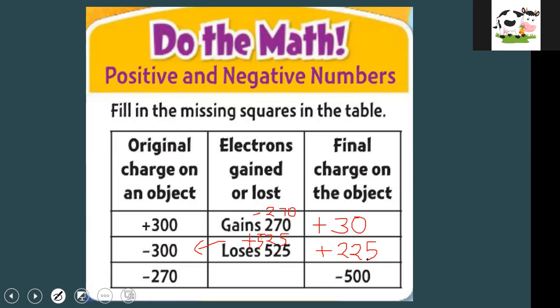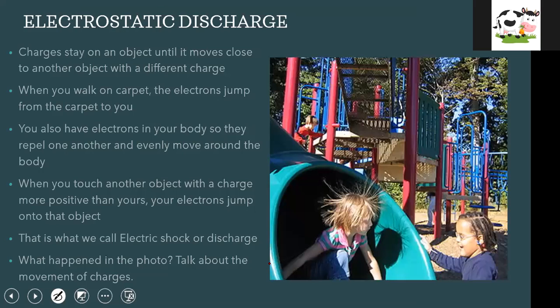Okay, someone else will try the third one. So now they've given us the final charge on the object and the original charge, and we have to see how many electrons were either gained or lost. Gaining. Yeah, correct, Catherine. That's good. So because you gain 230 electrons, that means that you're adding negative 230 to negative 270. Very good.